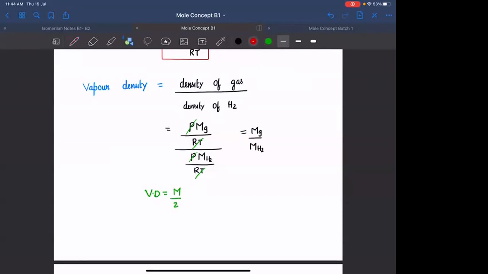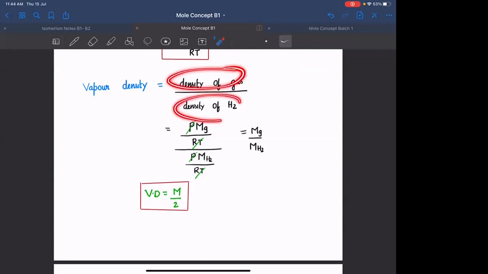They will ask, what are the units of vapor density? Please tell me the units of vapor density. Units of vapor density is equal to units of m, that is wrong. Units of vapor density is unitless. It is dimensionless. The reason is it is a ratio of two densities.